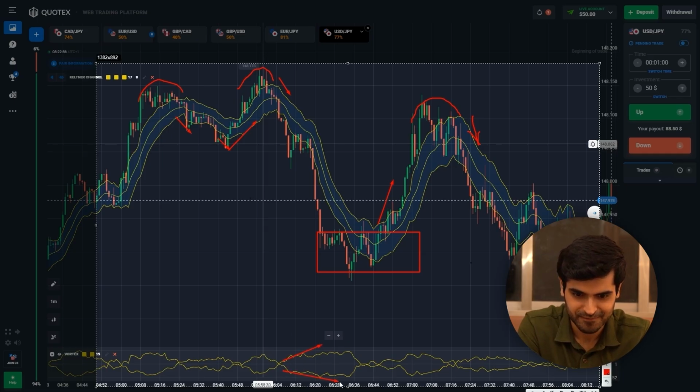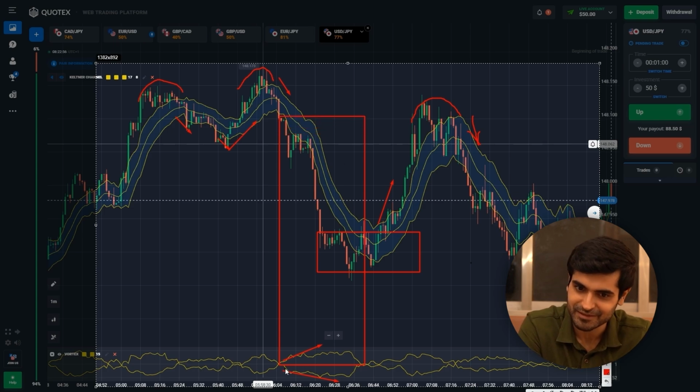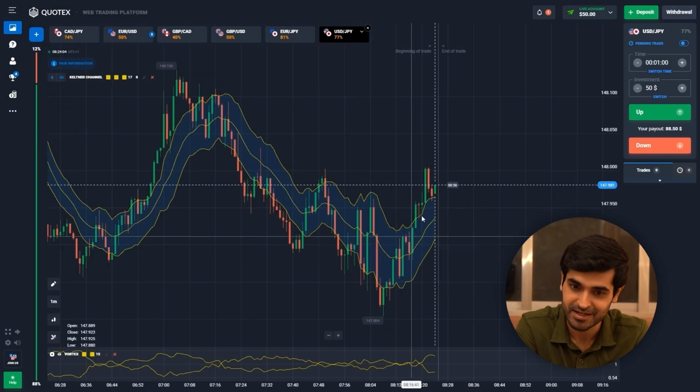Vortex will serve as our filter, indicating trend strength. When movement begins, the indicator lines diverge. When weakening, they cross back. Our goal is to enter trades based on Keltner channel signals, but avoid getting in when Vortex shows weak momentum. I'll show you ideal indicator settings at the end.